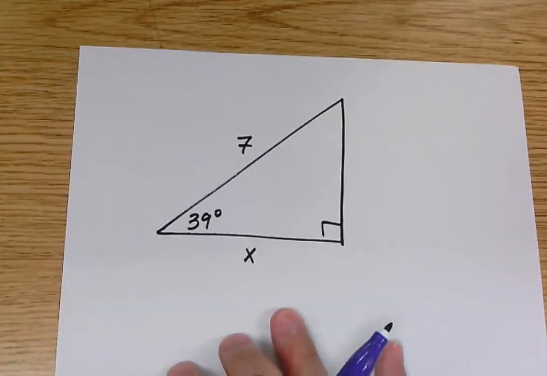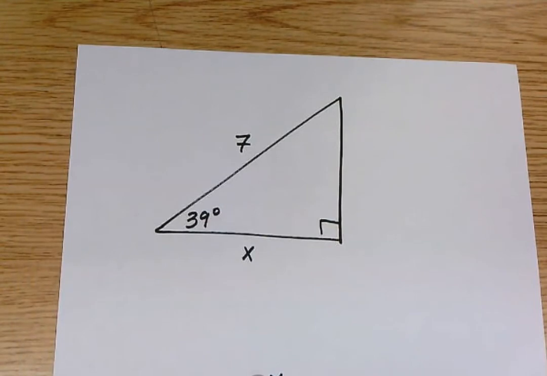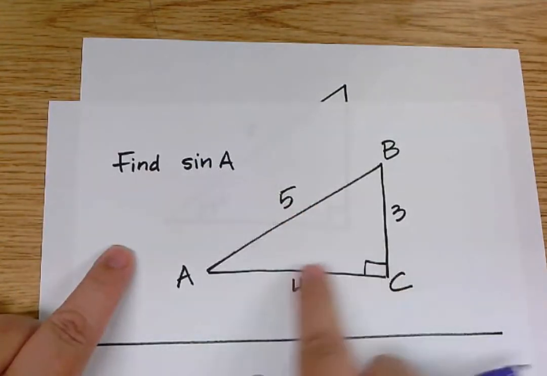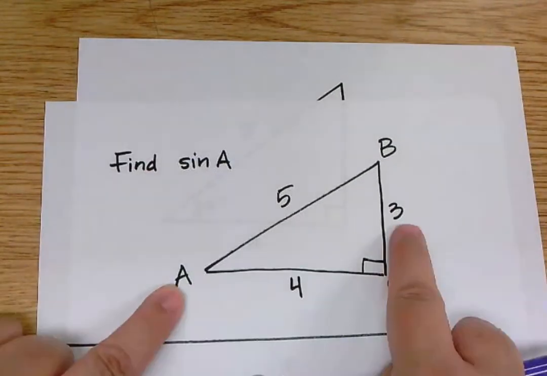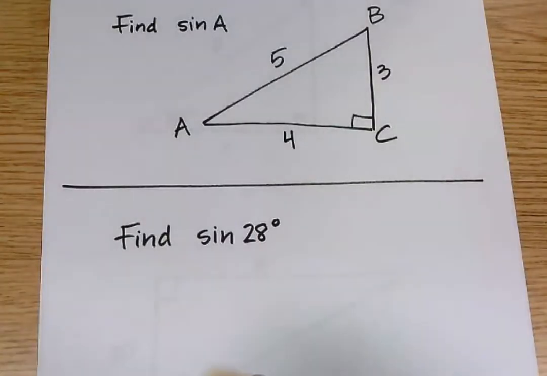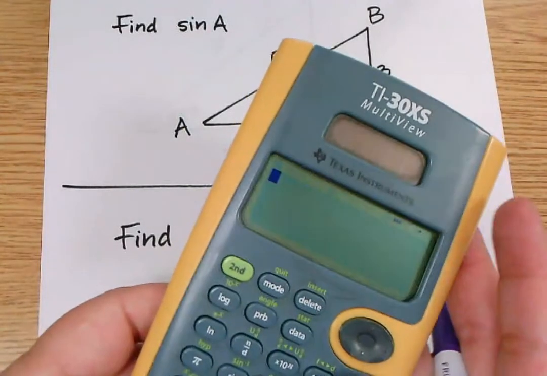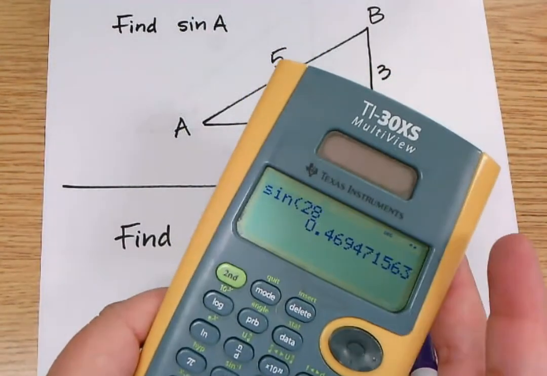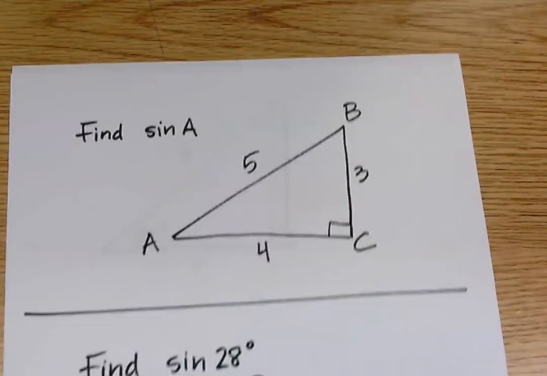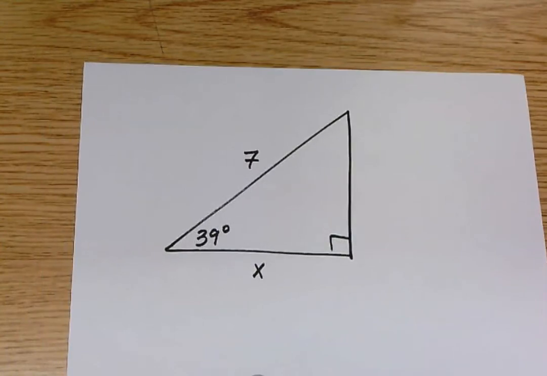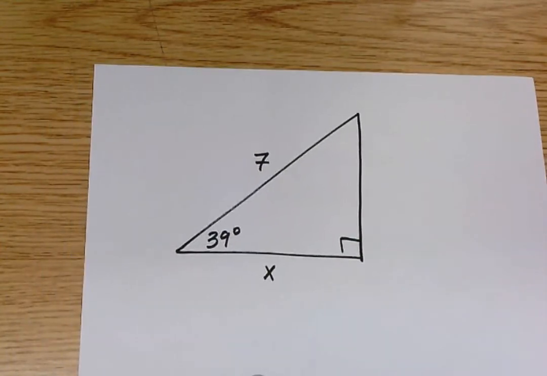So what we're doing here is finding missing side lengths, something like this. What we're not doing, and have already done at this point, is just making a ratio, like opposite over hypotenuse, 28 degrees. That's one where I would just put it in my calculator and get 0.469, so about 0.47. What we're doing here is specifically finding a missing side of the triangle.